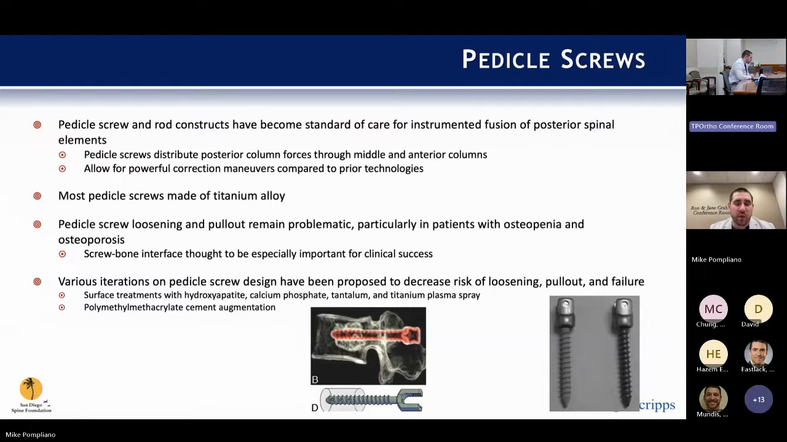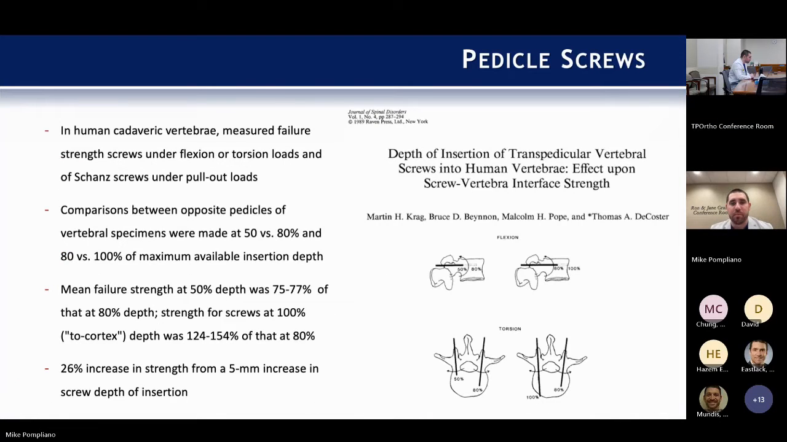And then they've done a lot of different things with respect to the design and biomechanics to help increase the overall effectiveness of these pedicle screws. So, attempts to decrease screw loosening and pull-out failure. These are things like surface treatments. We'll talk about hydroxyapatite in a second, calcium phosphate, tantalum, titanium plasma spray, as well as cement augmentation.